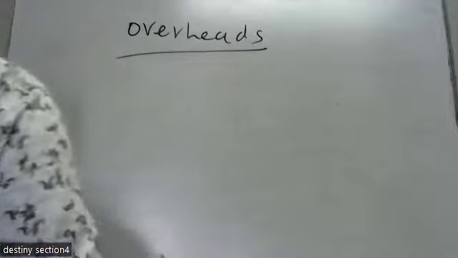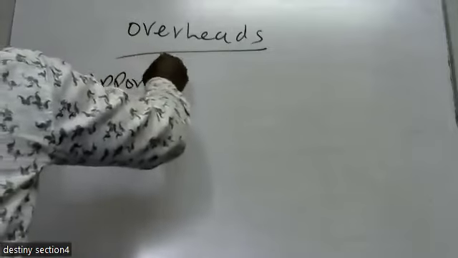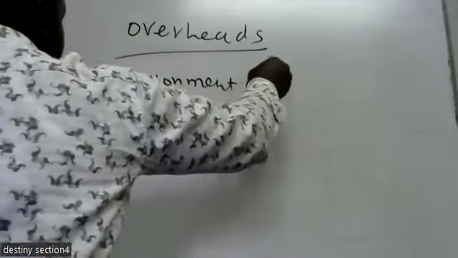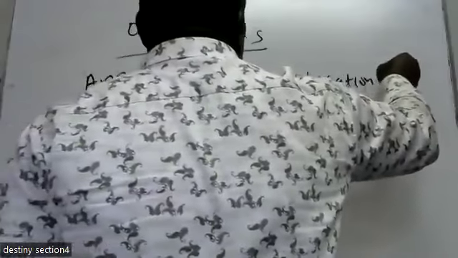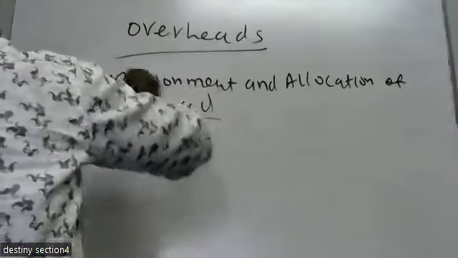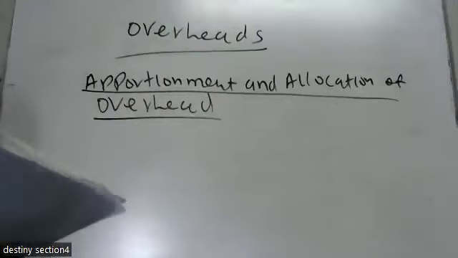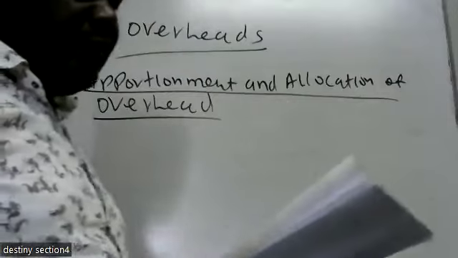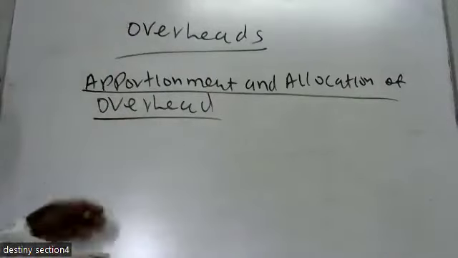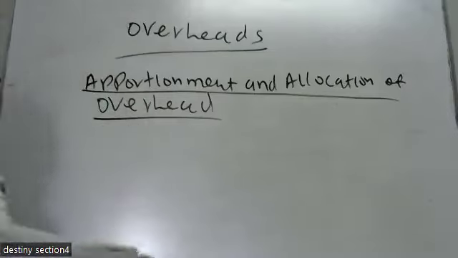So let us now look at the apportionment and allocation of the overheads. Under that, we shall first have a subtotal class apportionment of the overheads. So we start now the first part as apportionment of the overheads.